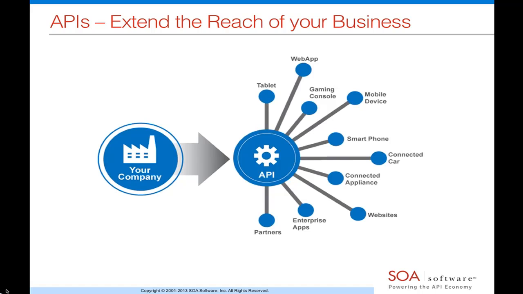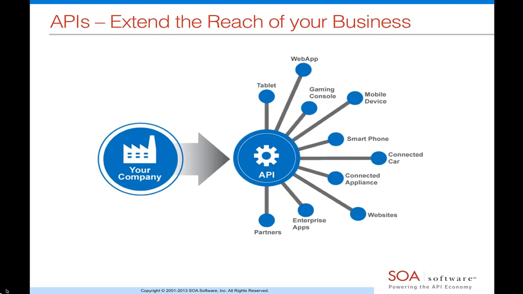So as a company, you expose your products and services as APIs and make them available to customers irrespective of where they're accessing from: tablets, web apps, gaming consoles, smartphones, connected devices like appliances or connected cars, websites, or partner applications. Now, as your applications become more open through APIs, which is an essential thing your business needs to do, it's also exposing the surface area for attack. Through programmatic interfaces, it's becoming much easier for anybody with malicious intent to come in and compromise your API.